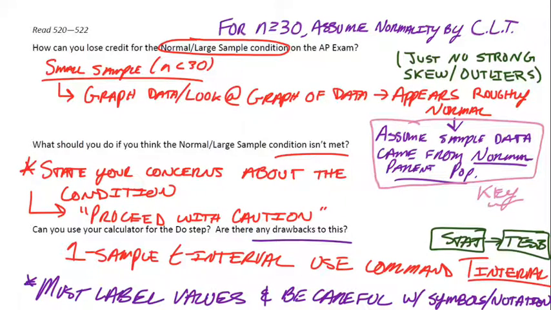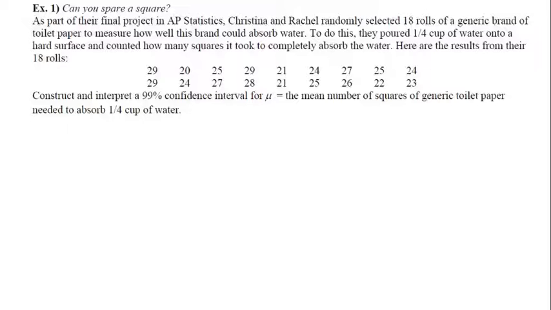Let's take a look at the first example here. As a part of their final project in AP Statistics, Christina and Rachel randomly selected 18 rolls of generic brand of toilet paper to measure how well this brand could absorb water. To do this, they poured a quarter cup of water onto a hard surface and counted how many squares it took to completely absorb the water. Here are the results from their 18 rolls.